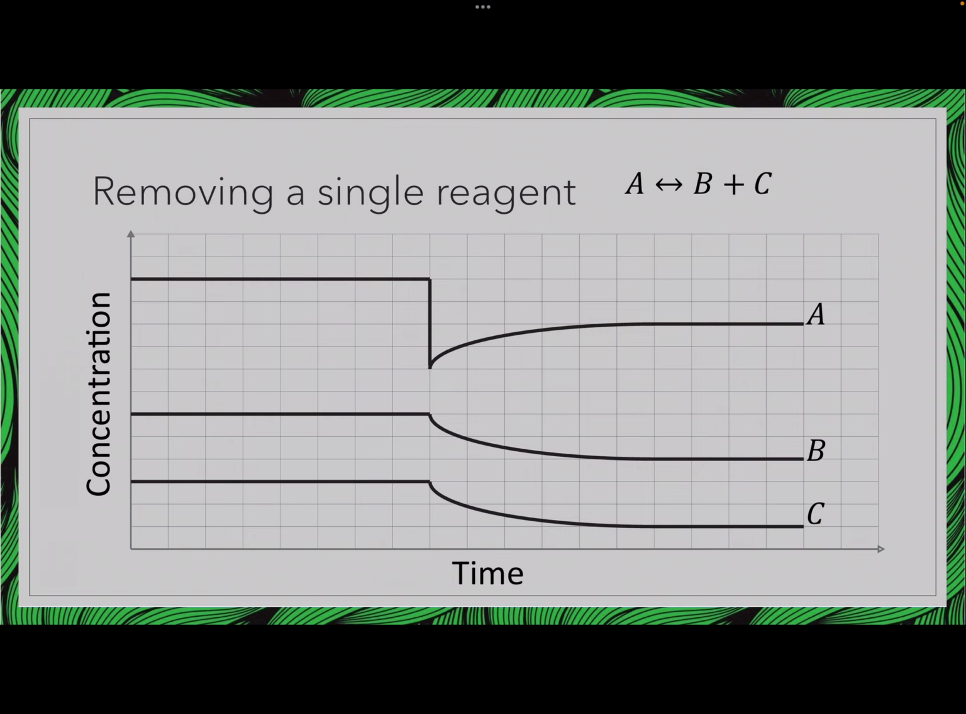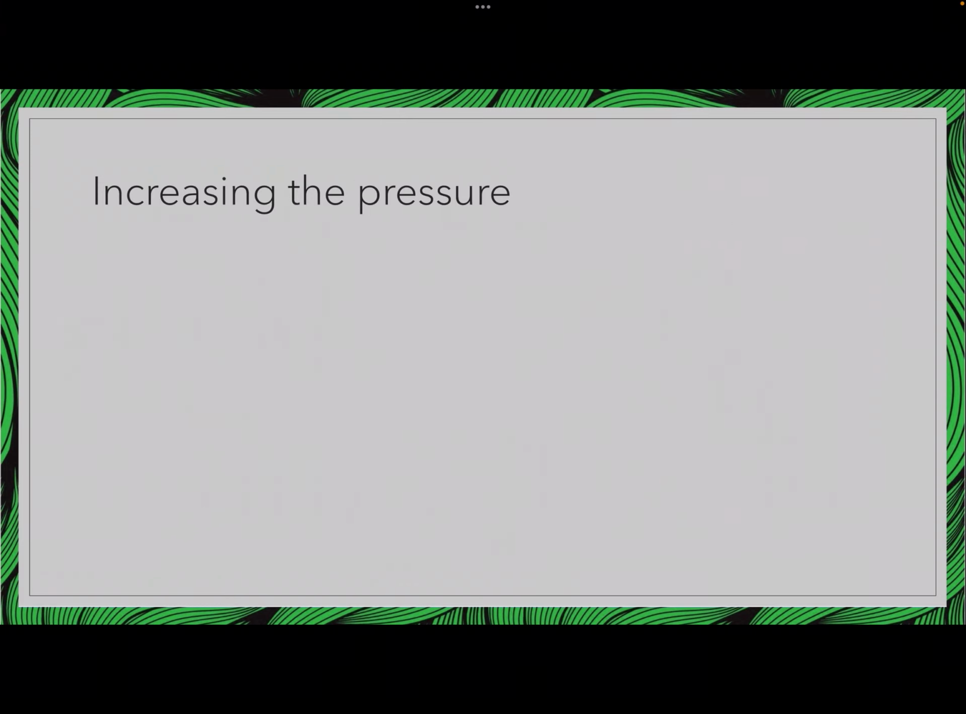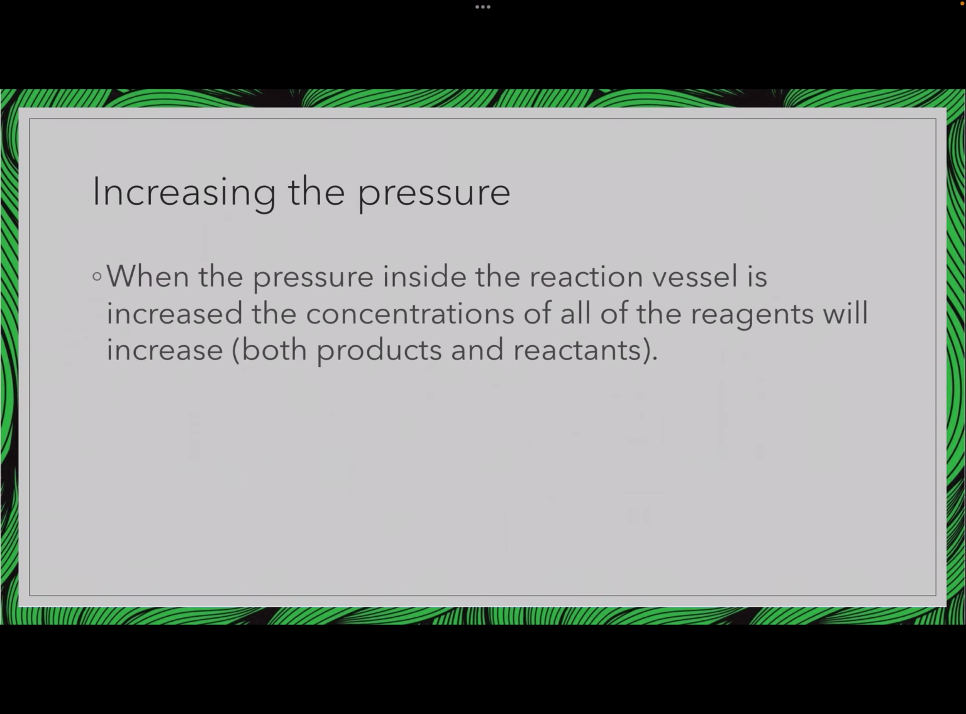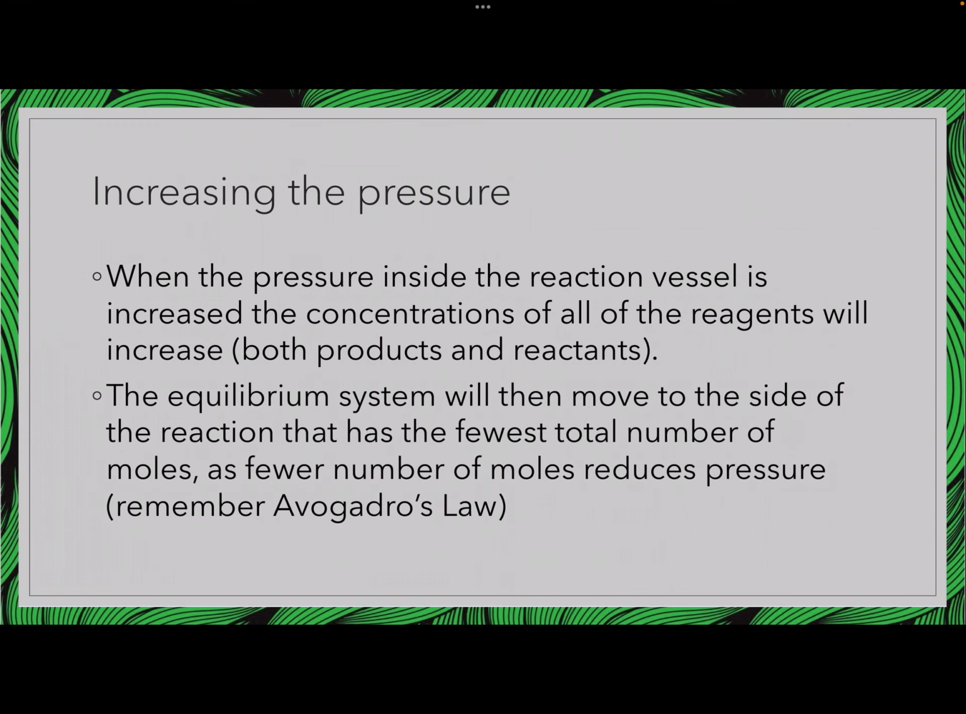Now, increasing the pressure, what does this look like? Well, when the pressure inside the reaction vessel increases, the concentrations of all the reagents will increase. So that's both products and reactants. The equilibrium system will then move to the side of the reaction that has fewer moles, as the fewer number of moles reduces the pressure. And remember, that's an offshoot of Avogadro's law, where number of moles is proportional to pressure.